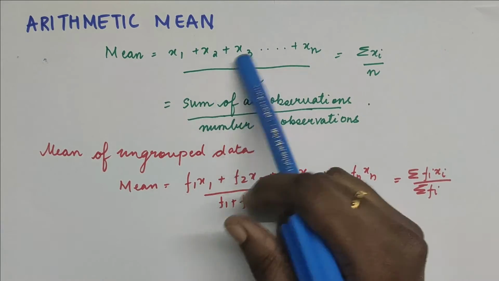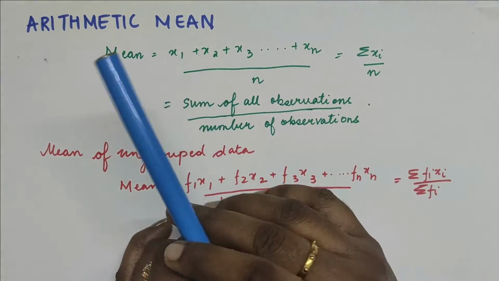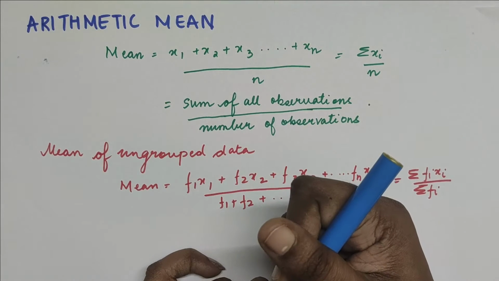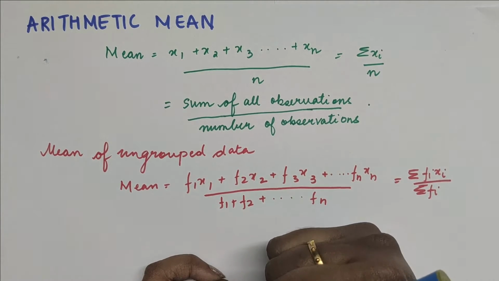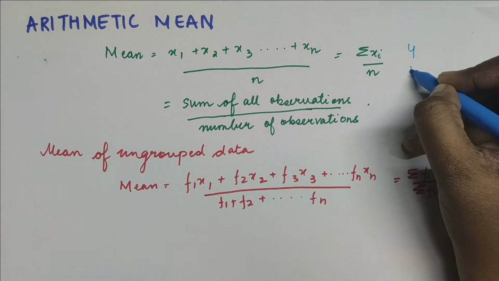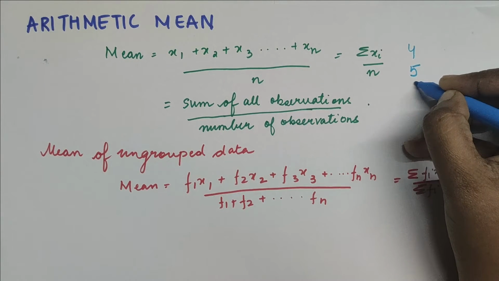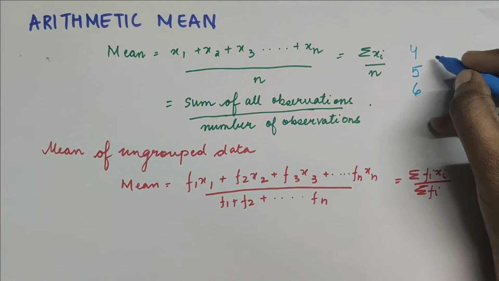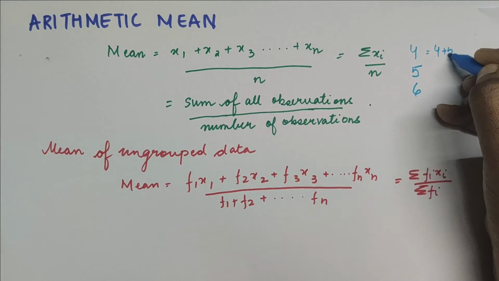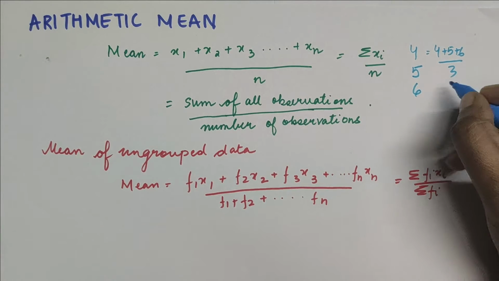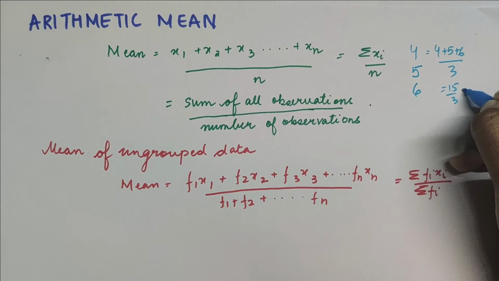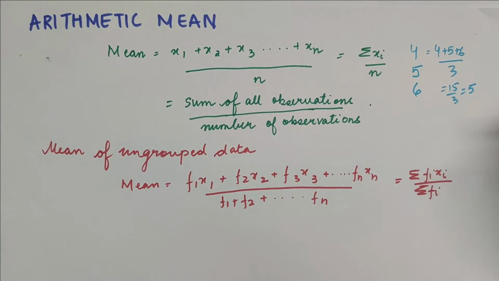Now what is the mean? This is a formula which I have given here. In simple terms, the mean is nothing but the average. For example, if you have 5, 4 and 6, what is the average of this? So we are going to add 4 plus 5 plus 6 divided by 3, that is the number of observations. That is 15 by 3. My mean is going to be 5. So this is the normal meaning of mean.